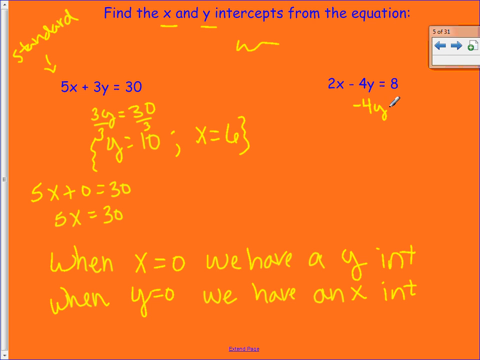I have negative 4y equals 8. I plugged 0 in for x, right? You guys paying attention? Chandler, sit up. If I divide by negative 4 on both sides, 8 divided by negative 4 is? Negative 2. Same thing here. If I plug 0 in for y, I get negative 4x equals 8. What does x equal? X equals 4. Okay? So that is my x and y intercept, given standard form.